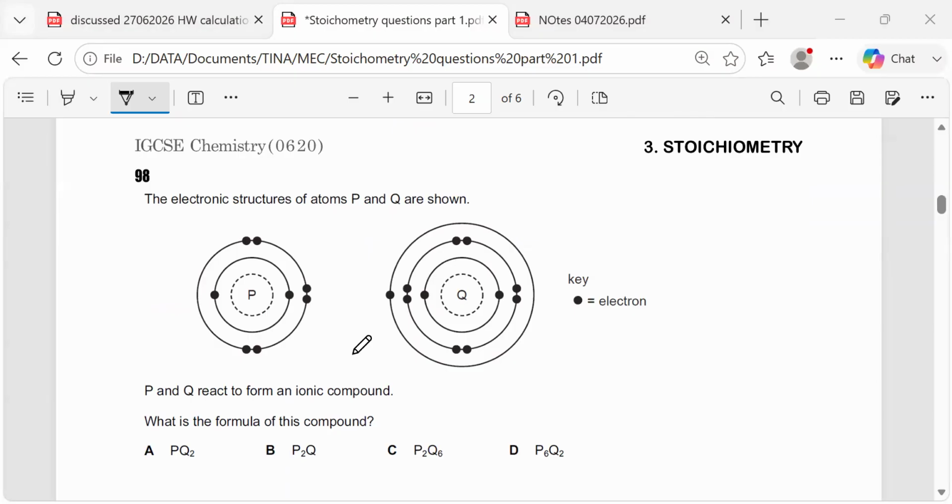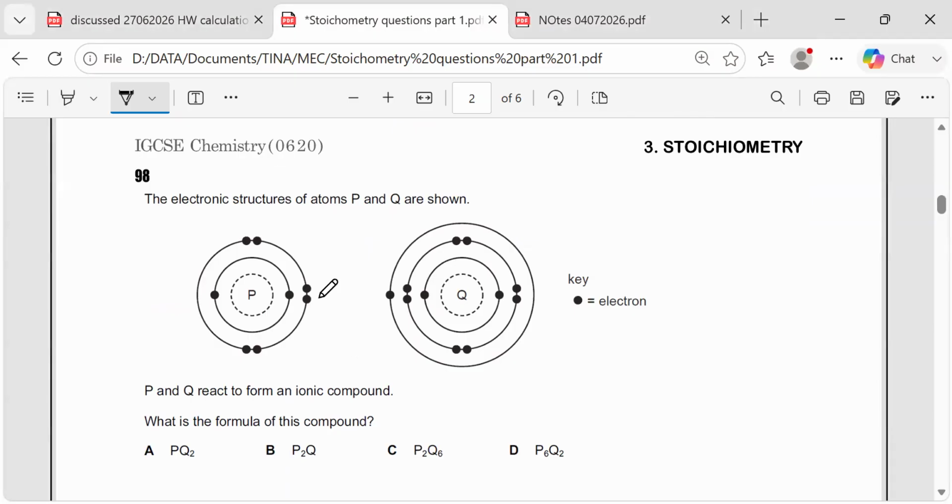Now you know what group it's from, right? You see, this one, 1, 2, 3, 4, 5, 6. 6 electrons in the outer shell means it's in group 6. So group 6 means it will form 2 negative. This other one, the outer shell only has 1. That means it's in group 1. So group 1, it will form 1 positive.